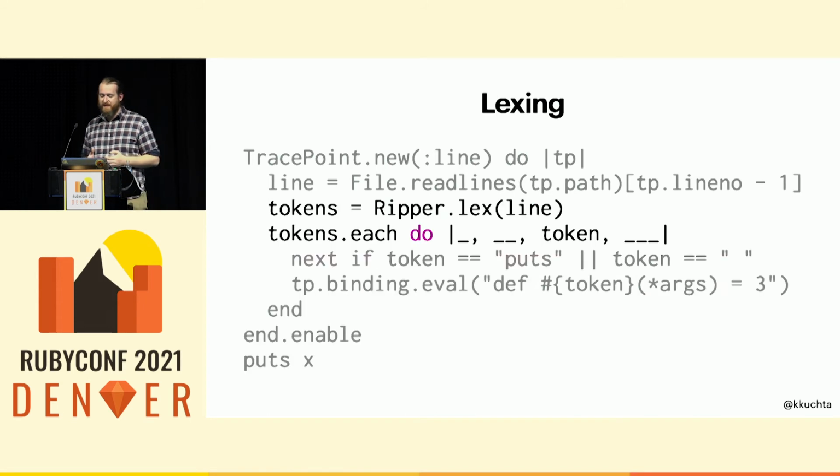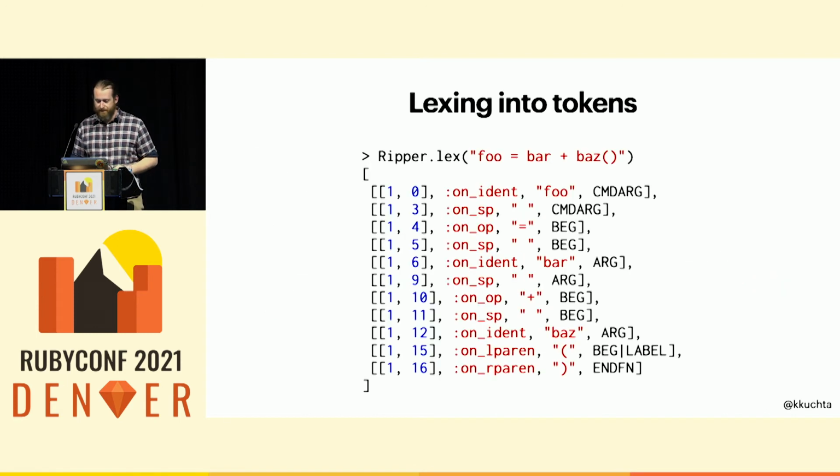We call Ripper.lex, and that returns a big list of tokens. We iterate through these tokens, we exempt the tokens we don't care about, and define everything else as a variable. All right, we're on the right track, but I still have to manually remove puts and white space, and presumably a lot of other tokens. So let's take a closer look at what Ripper.lex actually gives us. If I were to lex apart this one line of Ruby code, it gives us this big list of tokens. And for each token, it gives us 4 pieces of information.